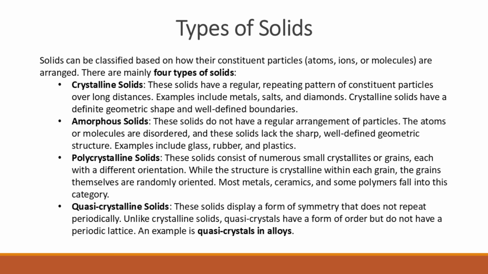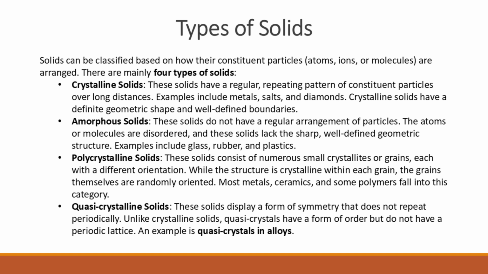Let's categorize solids based on how their particles are arranged. We have four main types. First, crystalline solids, which have a regular, repeating pattern of particles over long distances. Imagine a perfectly organized Lego structure. That's a crystalline solid. Examples include metals, salts, and diamonds. They have definite geometric shapes with well-defined boundaries.